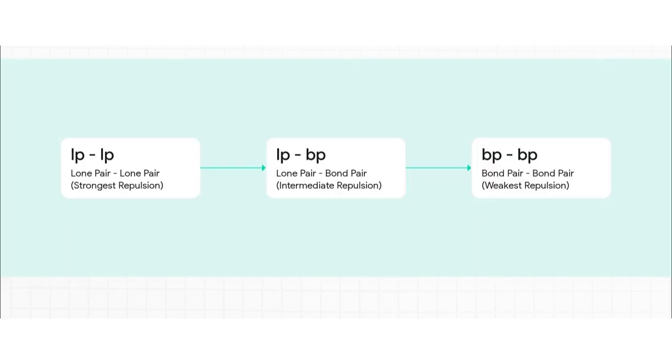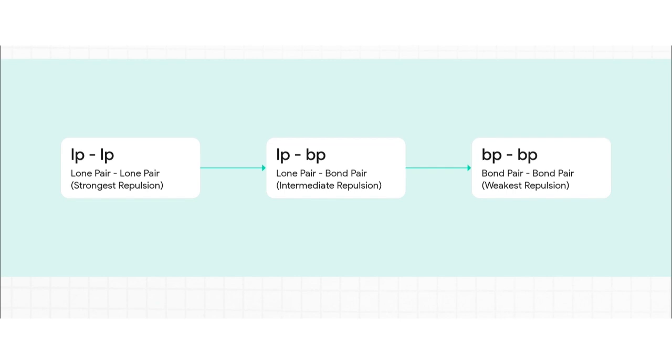Now, not all repulsions are created equal. Pay attention to this slide. This is the most important concept in VSEPR. The strongest repulsion is between two lone pairs, LP-LP. A little weaker than that is the repulsion between a lone pair and a bond pair, LP-BP. And the weakest repulsion of all is between two bond pairs, BP-BP.